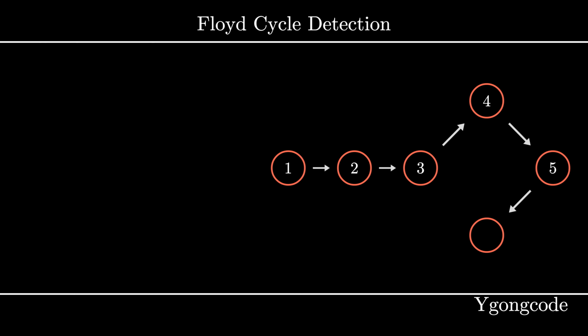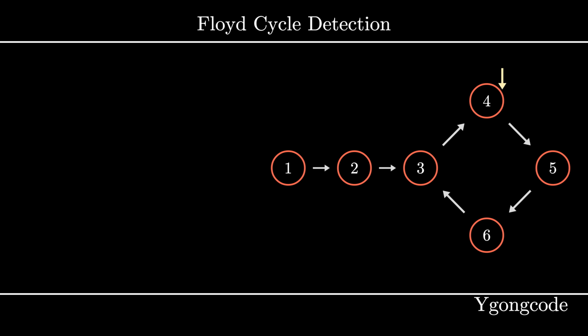Here we have a singly linked list with the third node starting the cycle. In this case, you can see that if we were to traverse the list, we will end up in a never-ending cycle. This is where the Floyd cycle detection algorithm comes in handy.